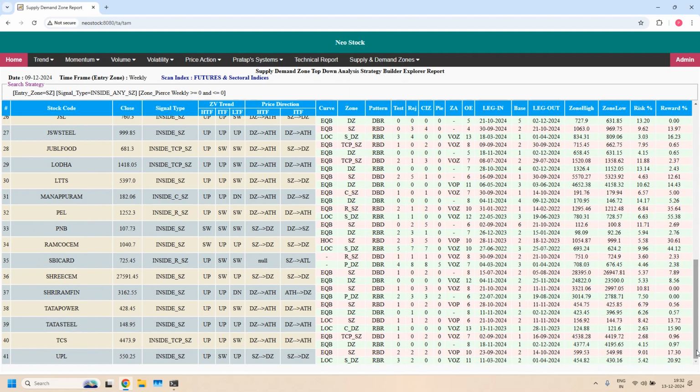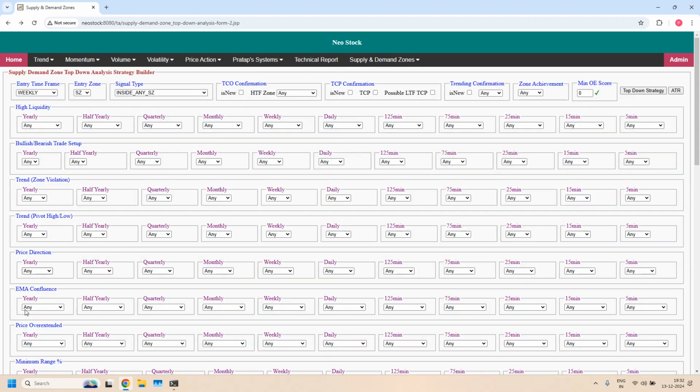So total 41 stocks are filtered where price closed inside weekly supply zone. Even NIFTY also closed inside weekly supply zone. Okay, out of these 41, how many of these weekly supply zones are having a weekly EMA Confluence? Let us filter based on that.